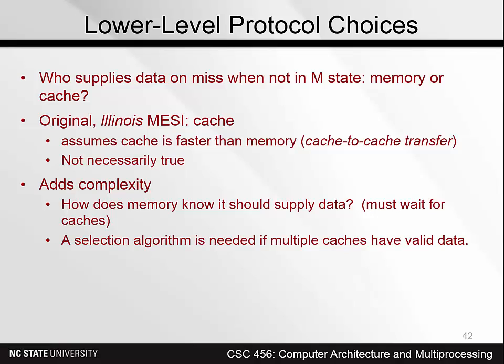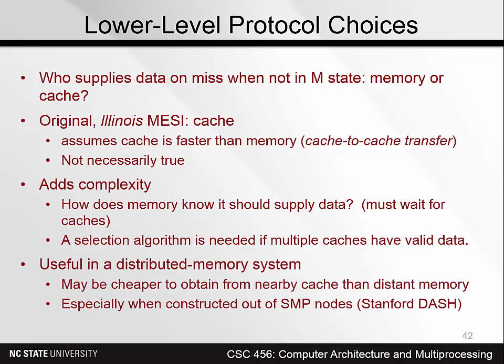But cache-to-cache transfers add complexity because memory can't respond with data until it's sure that the caches won't. And if multiple caches have valid copies of the block, as occurred during the last step of our example, the caches must agree on which of them is going to flush the data. Cache-to-cache transfers are useful in a distributed system if the cache is in another processor at the same node and the memory is at a different node.